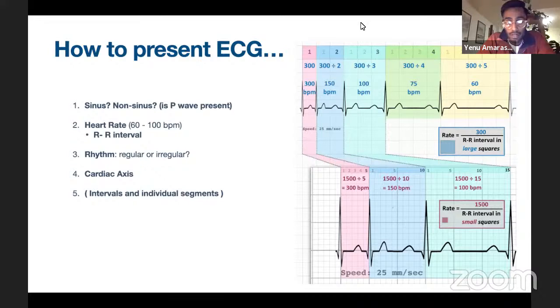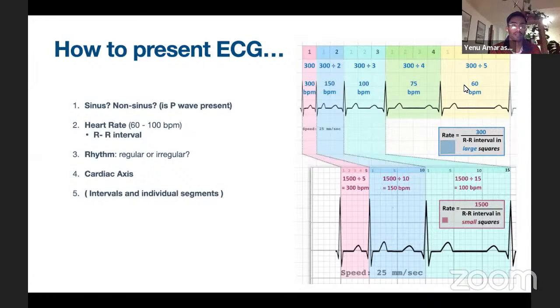And this picture on the right is probably one of the better pictures I found. It's a quicker way to calculate the heart rate. So you basically count the number of large squares between the R waves. If there are two large squares, it'll be 300 divided by 2, and you get 150 beats per minute. If there's 3, it'll be 300 over 3, that's 100 beats per minute. If it's 4, it'll be 75, and so on and so forth. It's a very quick way for you to estimate the heart rate.